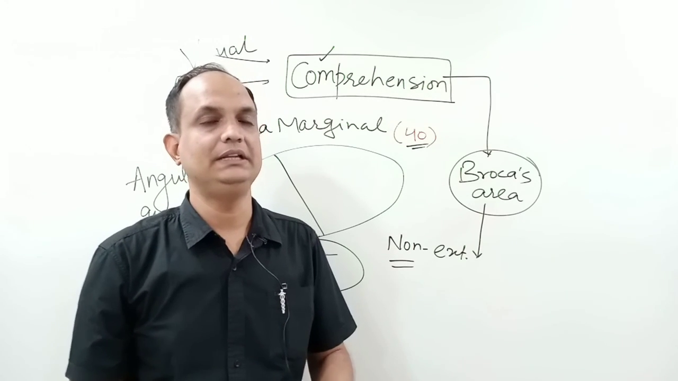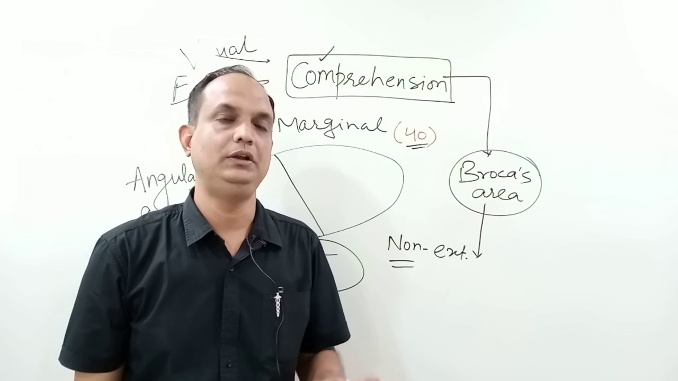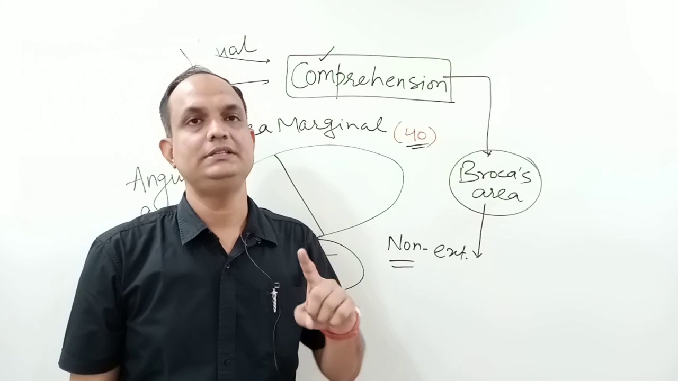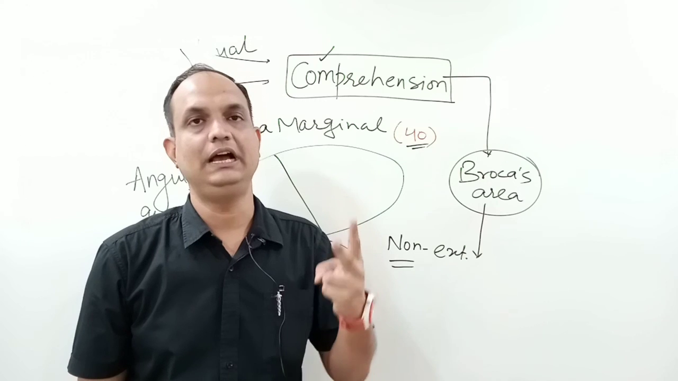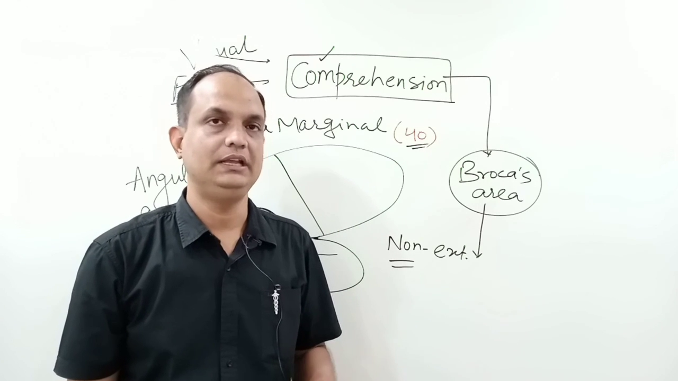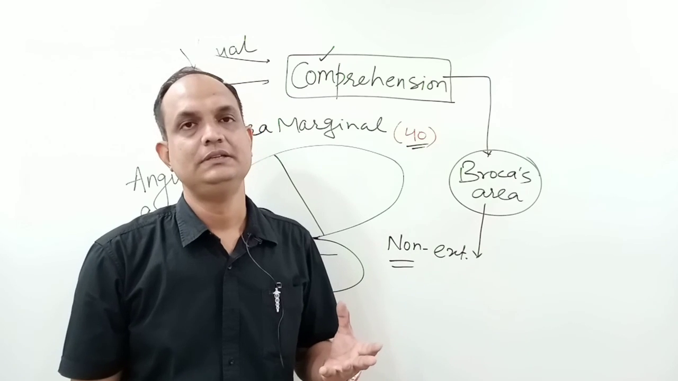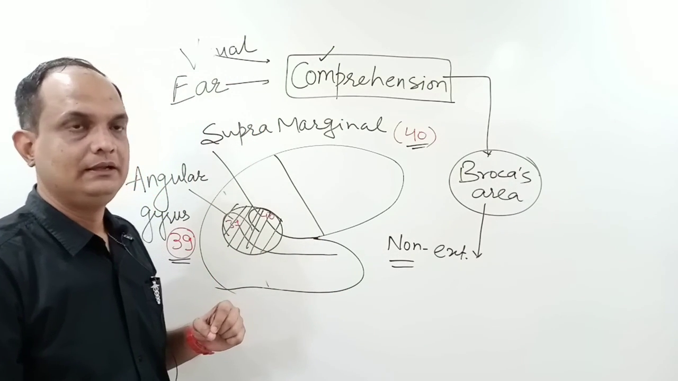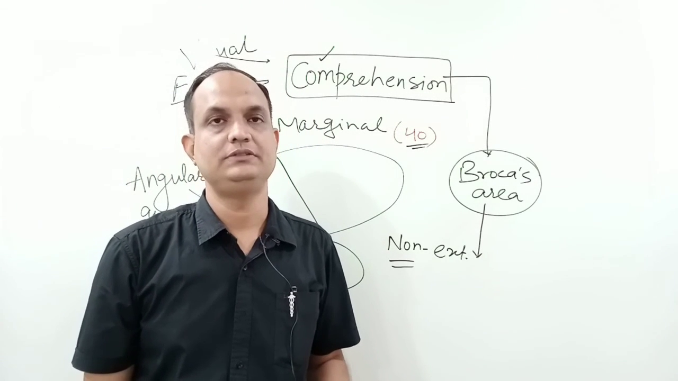To complete the list of functional areas of the parietal lobe, again there are four areas. One is the primary or chief sensory cortex, then the association area, then the secondary sensory cortex, and the fourth is the sensory speech area or Wernicke's area. So that is what is about the parietal lobe functional areas of the brain.